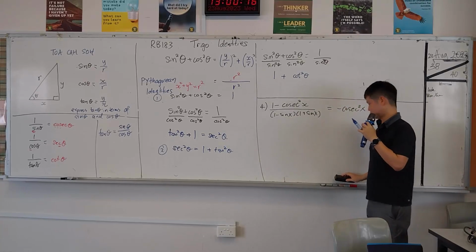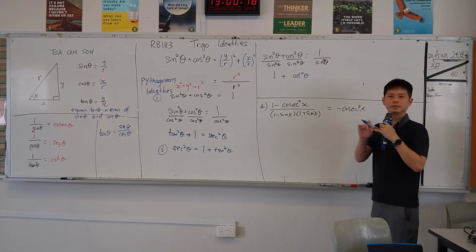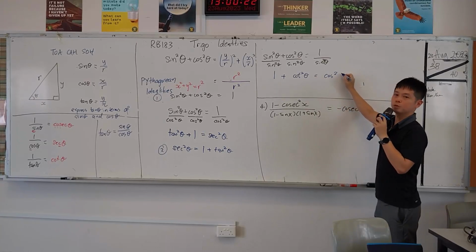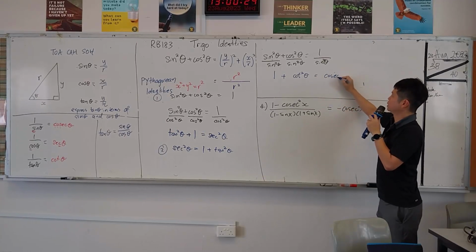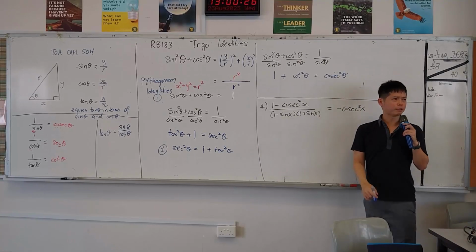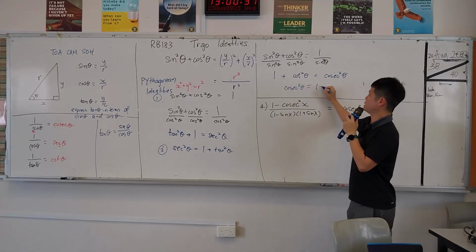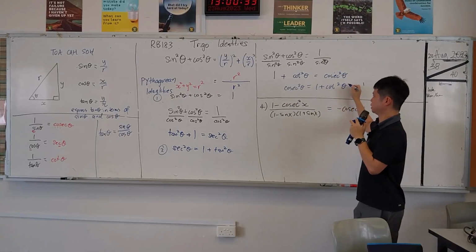And the final one will be 1 over sine square theta, which equals cosecant square theta. Now, what is going to come out in the formula sheet? Cosecant square theta equals 1 plus cotangent square theta.